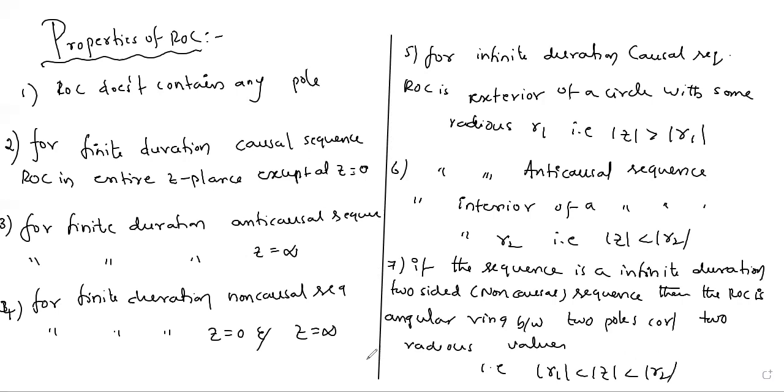Okay. So for impulse signal, what is ROC? Entire Z plane. Entire Z plane is the ROC for impulse sequence. That is the last property. For unit impulse, that is for delta of n, ROC is entire Z plane. Okay, these are the properties of ROC.